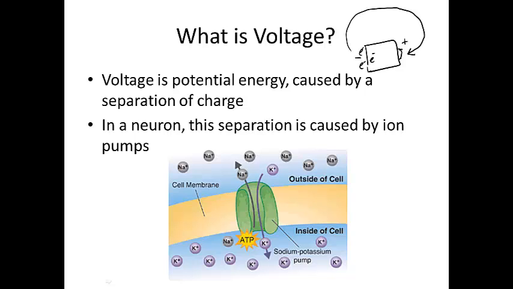And we can also get a separation of charge in our bodies. In this case, we get the separation of charge by pumping charged particles to one side of the membrane. So we get an imbalance of charged particles. And that's called voltage. And how do we get that imbalance? Well, we have to pump the charged particles across the membrane. So recall from last unit, here's an ion pump, and it requires energy from ATP to pump those ions across.